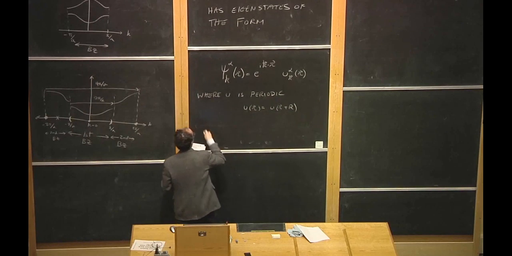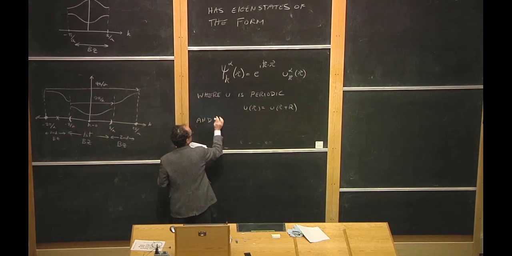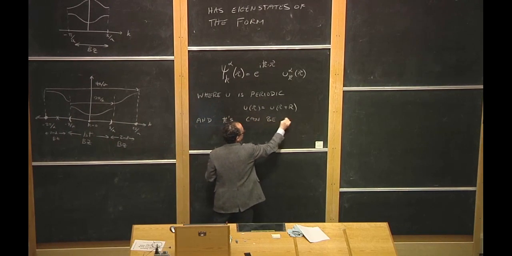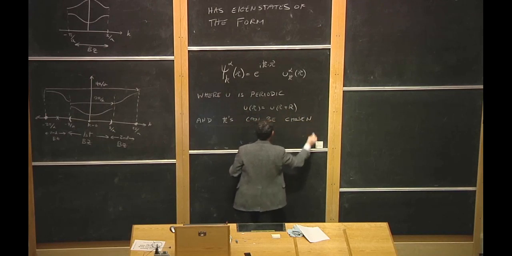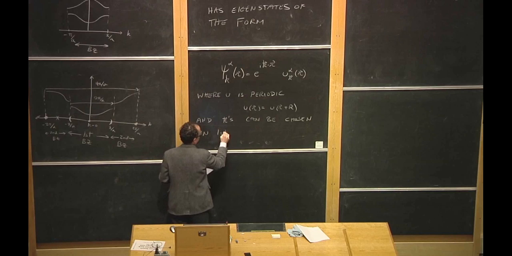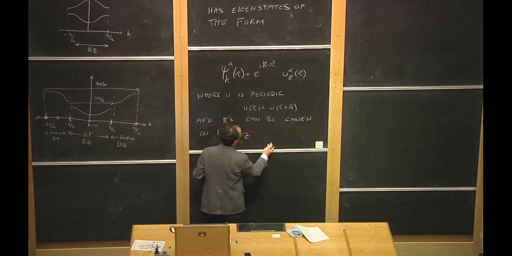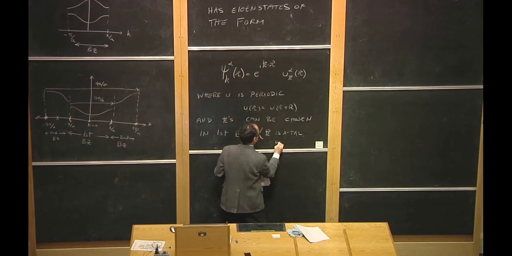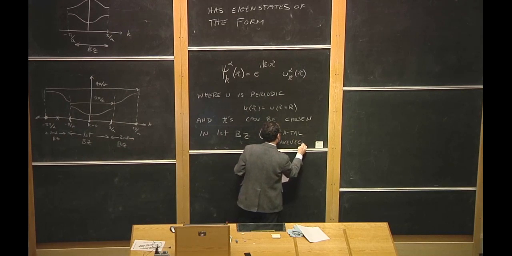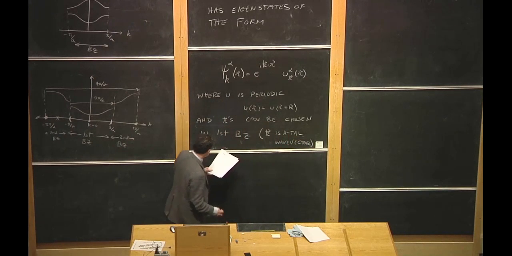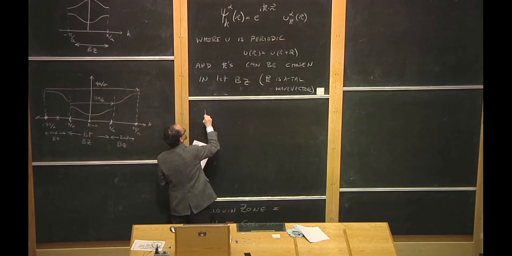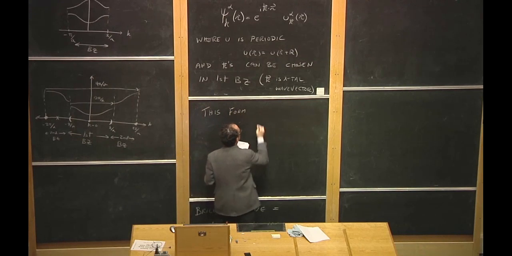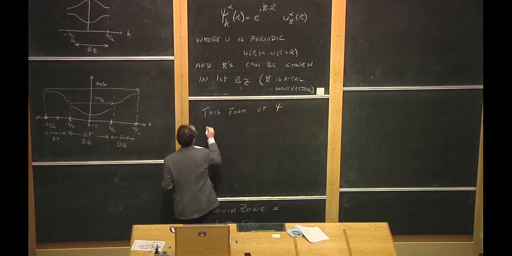And k can be chosen in the first Brillouin zone. In other words, k is crystal momentum, the crystal wave vector. This form of psi is known as a modified plane wave.